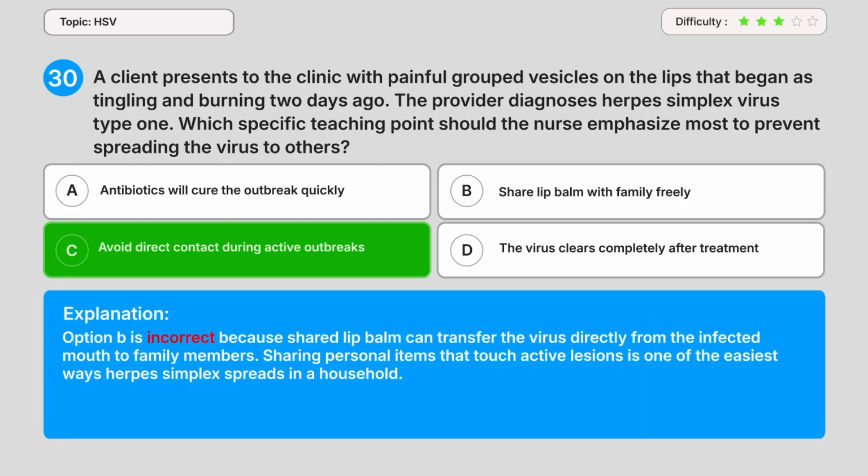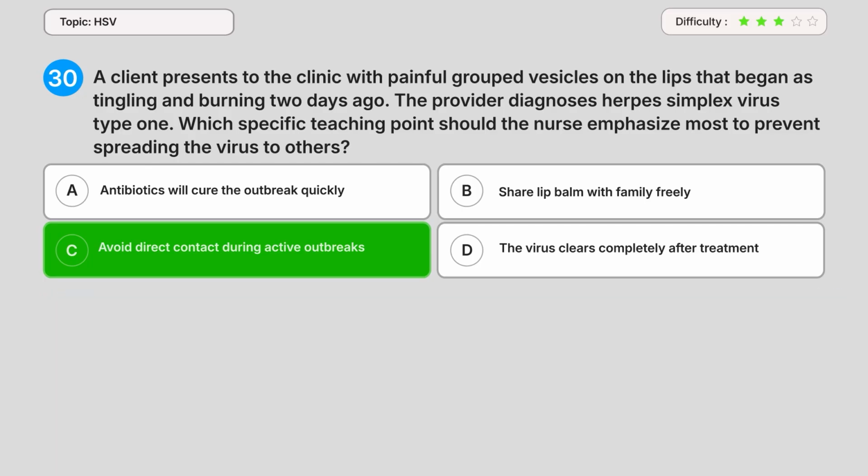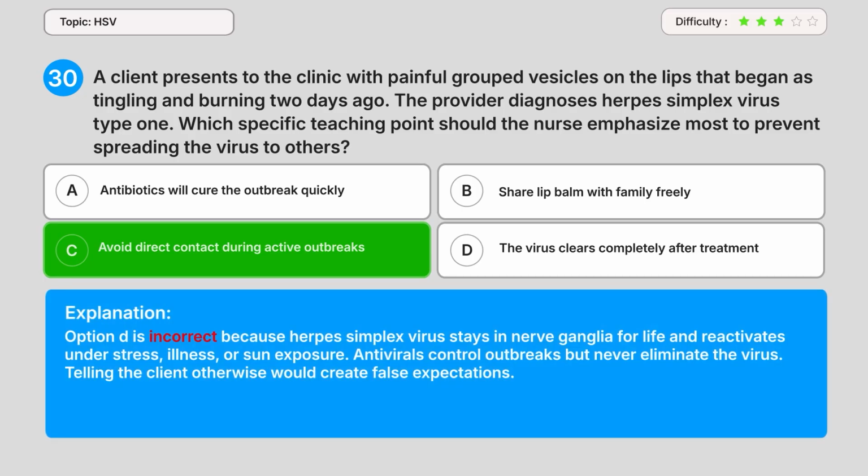Option B is incorrect because shared lip balm can transfer the virus directly from the infected mouth to family members. Sharing personal items that touch active lesions is one of the easiest ways herpes simplex spreads in a household. Option D is incorrect because herpes simplex virus stays in nerve ganglia for life and reactivates under stress, illness, or sun exposure. Antivirals control outbreaks but never eliminate the virus. Telling the client otherwise would create false expectations.